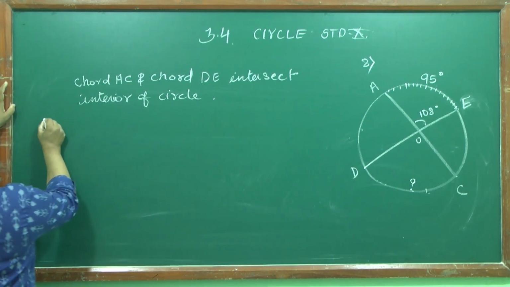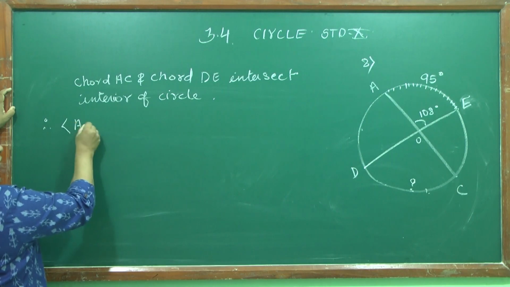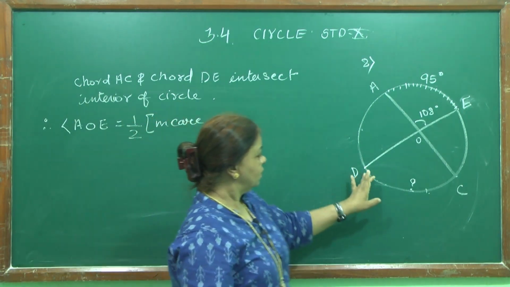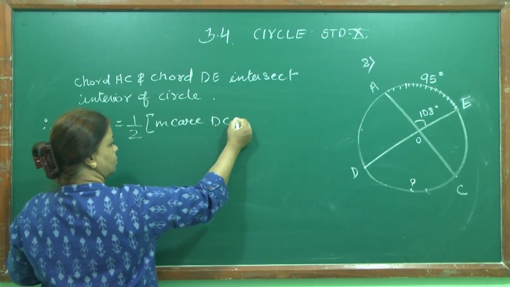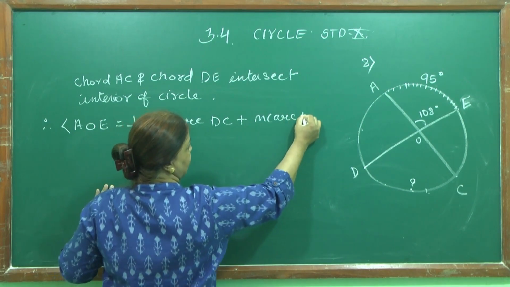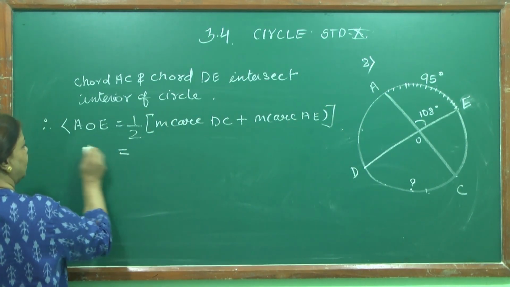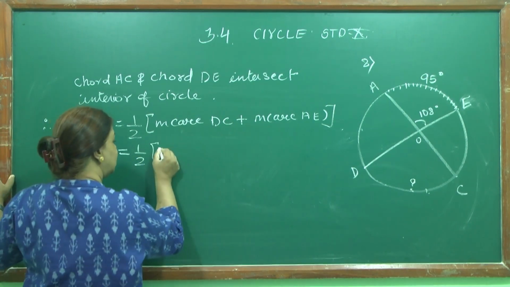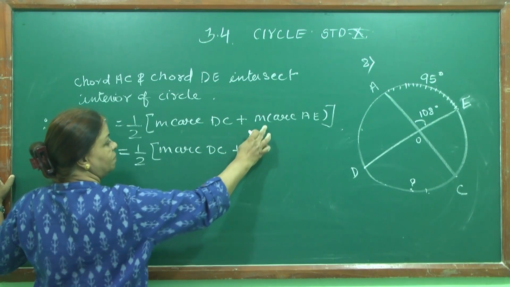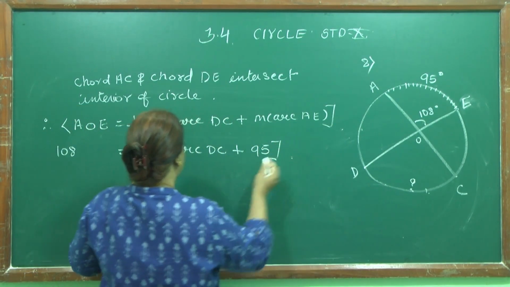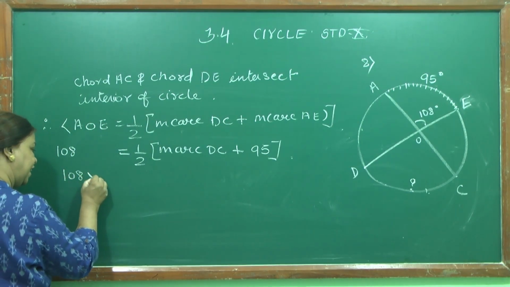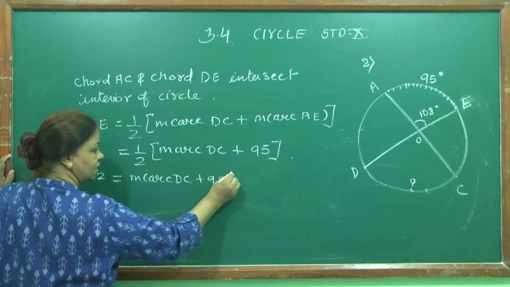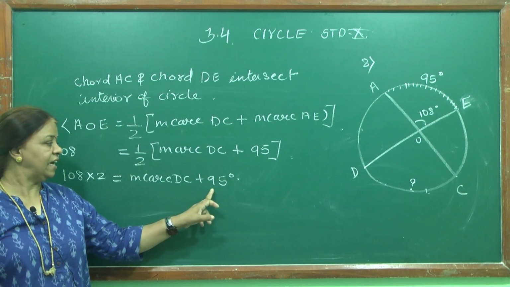and therefore angle AOE is equal to half of measure arc DC plus measure arc AE. Okay. Now AOE is given how much? 108. 1 upon 2 measure arc DC, which we need to find out, plus what? Measure arc AE is 95 degrees. Now first we will take this up. So 108 into 2 is equal to measure arc DC plus 95 degrees.